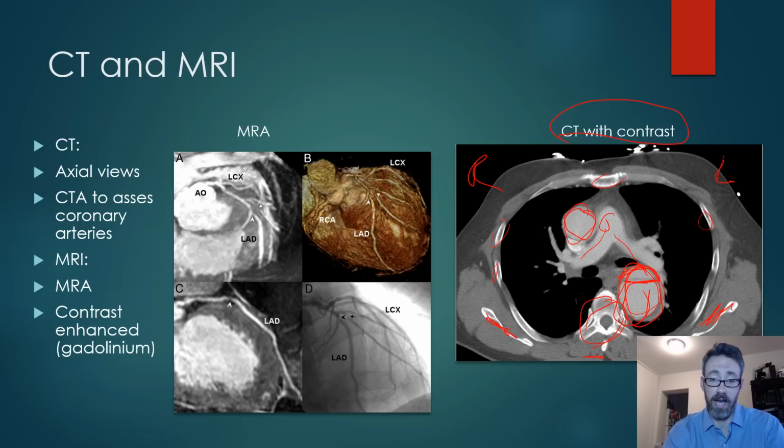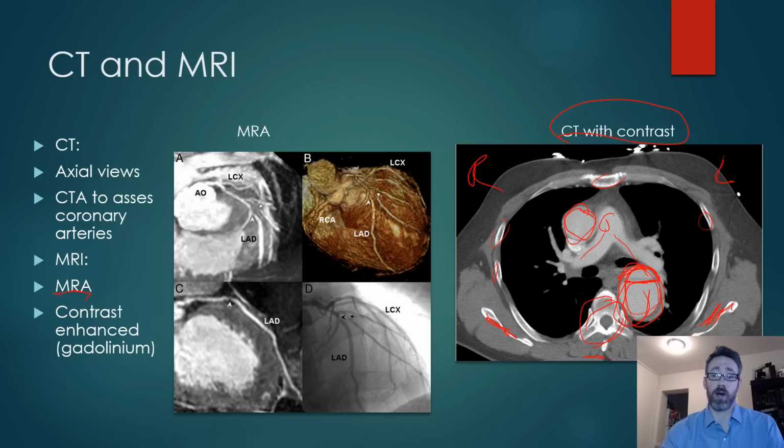It can also take a look at the anatomy of the coronary vessels via a process called an MRA, which is just magnetic resonance angiography. It doesn't actually require contrast, which is interesting.